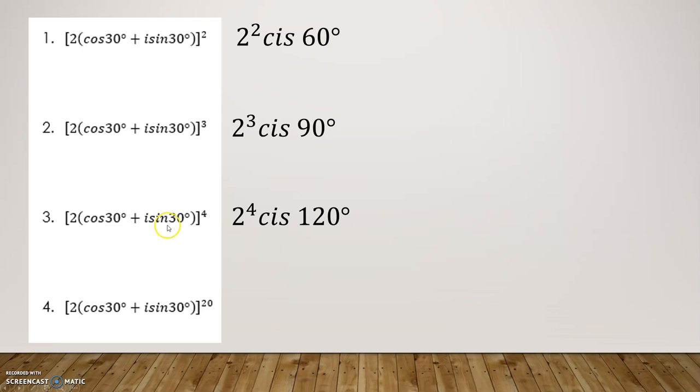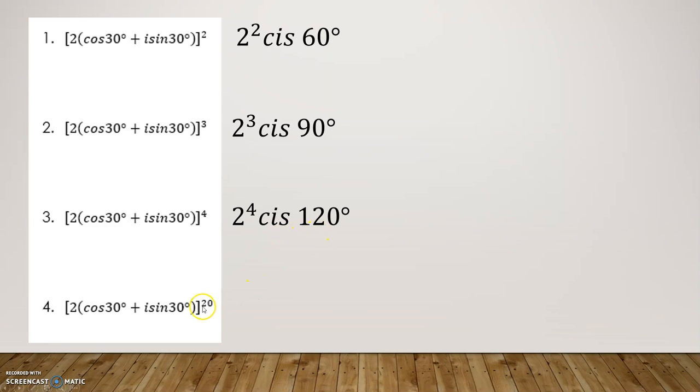Sorry about that. We're going to take the 4 and multiply by itself 4 times. So this would be 2 to the 4th, because 2 times 2 times 2 times 2 is 2 to the 4th. And then we're multiplying this times itself 4 times. Remember, we add the angles. So we'll do 30 times 4, which is 120.